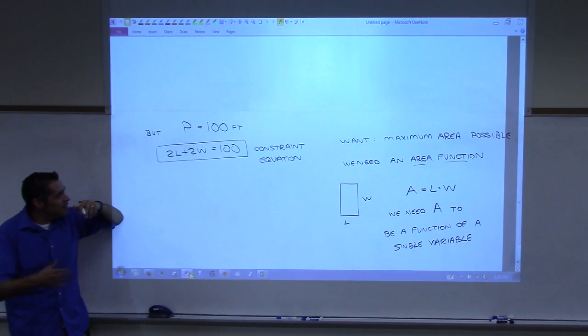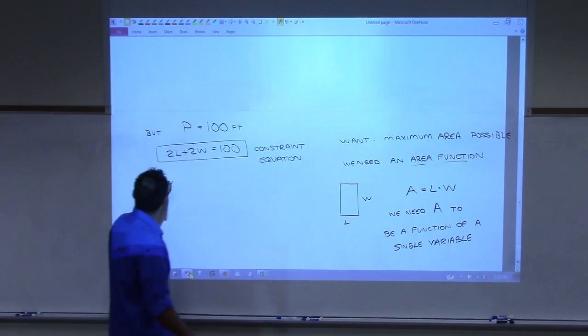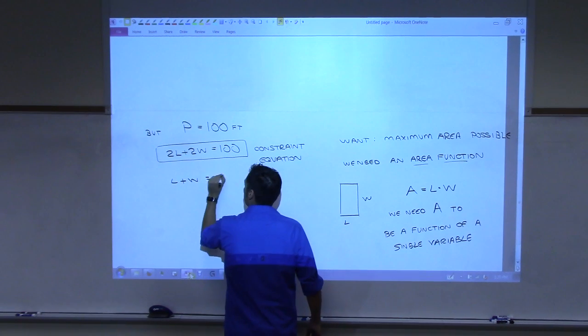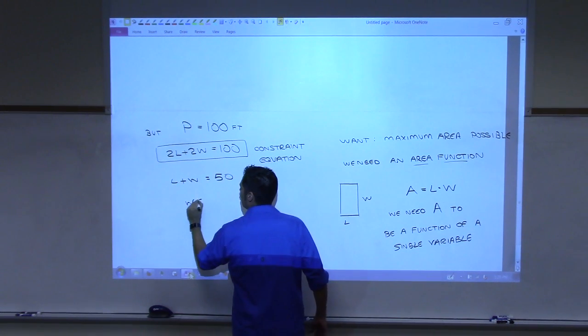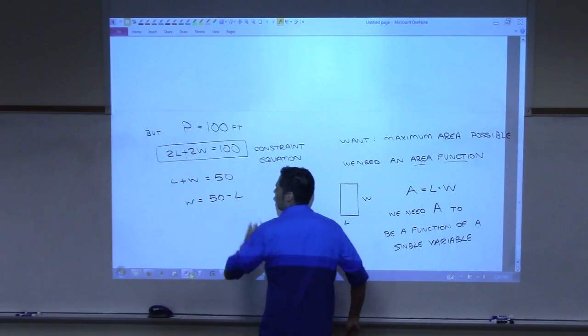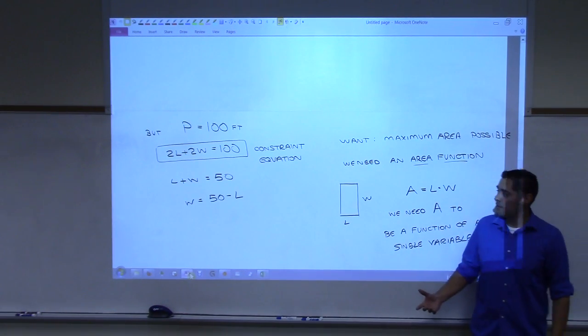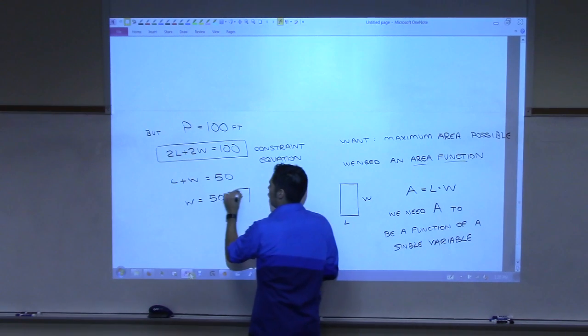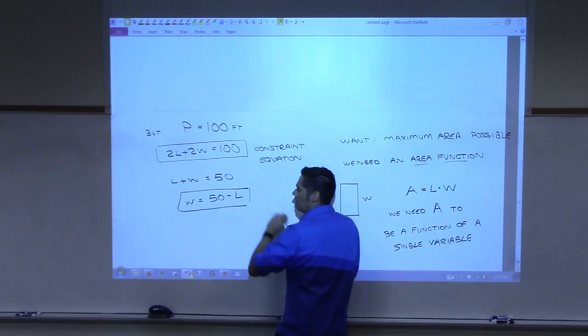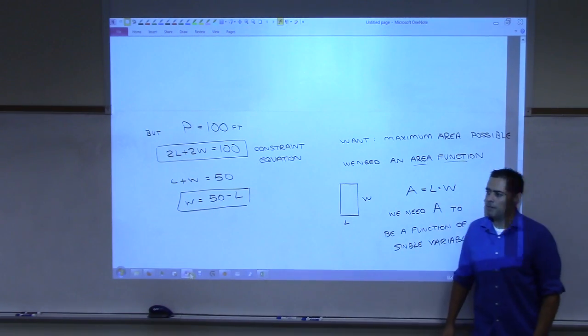So how would you solve this for W? Divide everything by 2 maybe first? That all right with you? And then you said solve for W, so I'm just going to subtract L. There we go. So whatever my length is, my width must be 50 minus that length. Agreed?